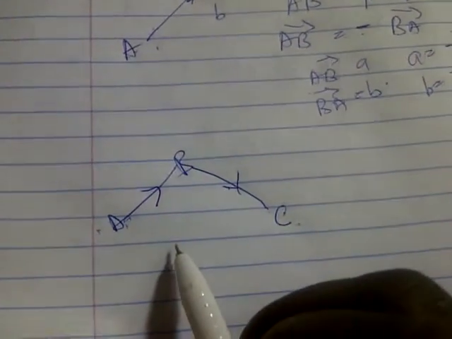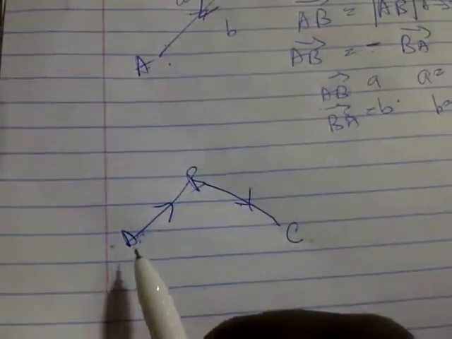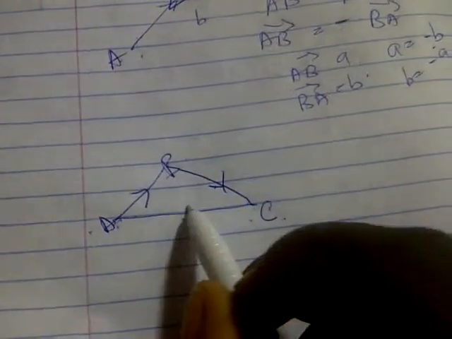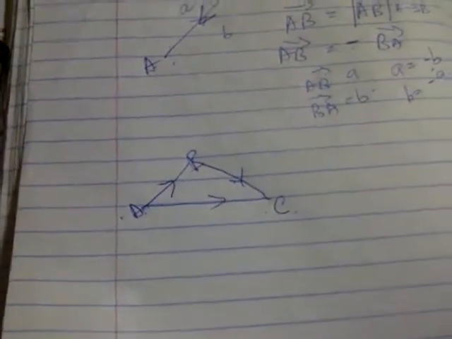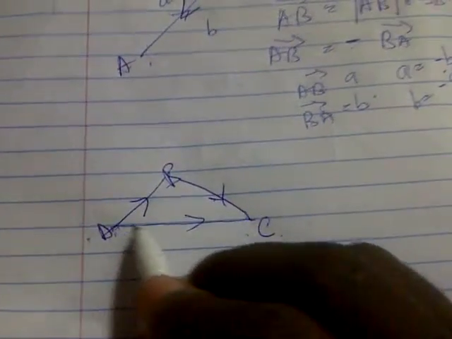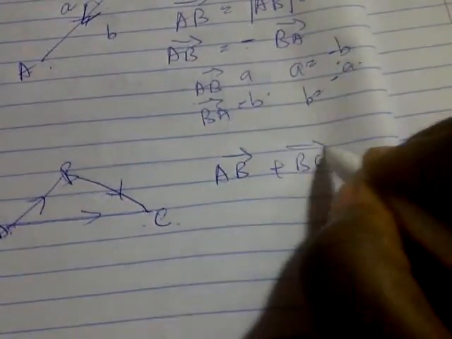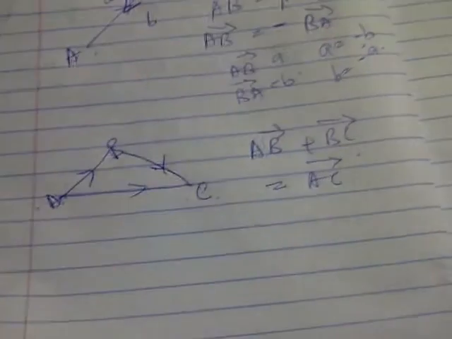If you have AB, A heading to B, and you have BC, B heading to C, now if you want to go to C from A, you'd either go from A to B, then B to C, or you go straight from A to C. So in vectors we say that this is the resultant vector of AB and BC. In other words, it's written this way: AB plus BC is equal to AC.